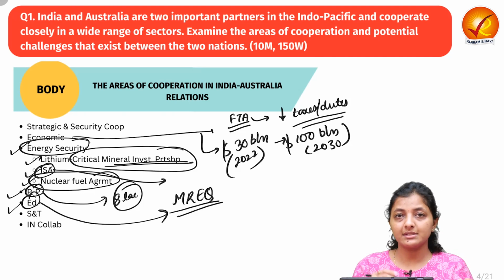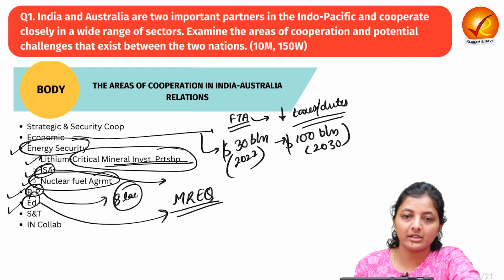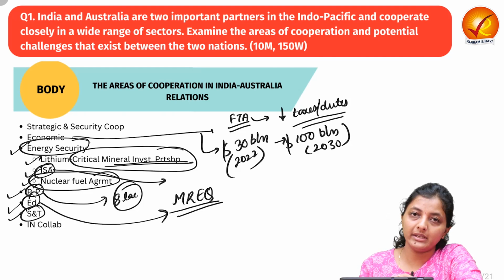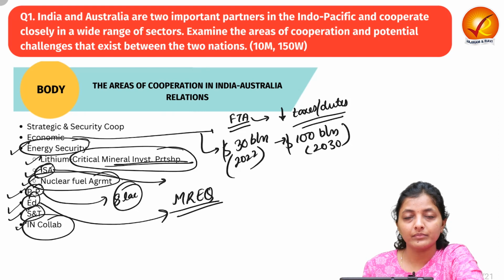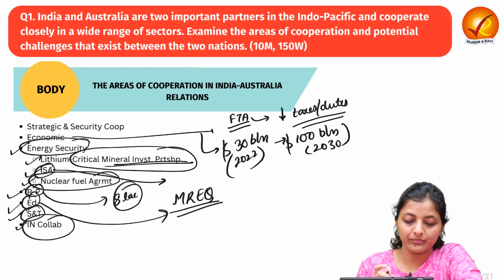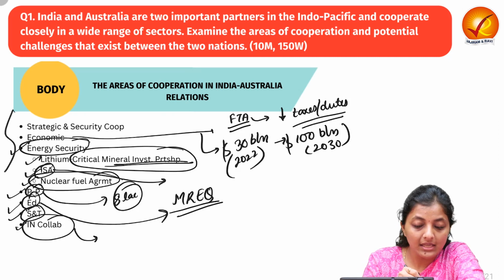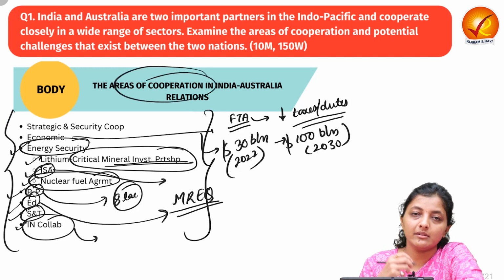Means both the countries recognize the degrees of the other countries in their domestic countries. Then space and technology. Australia has supported India in the Gaganyaan mission. Then international collaboration. Means these two countries support each other on the international forums also. Like they have one voice against terrorism because Australia is also suffering from terrorist attacks. So this way, these are some reasons or the domains where we can see the cooperation.